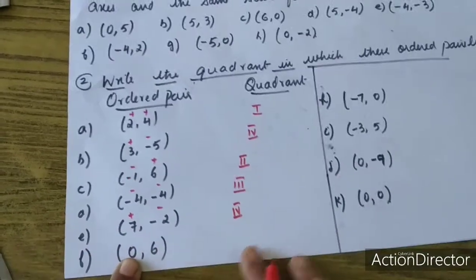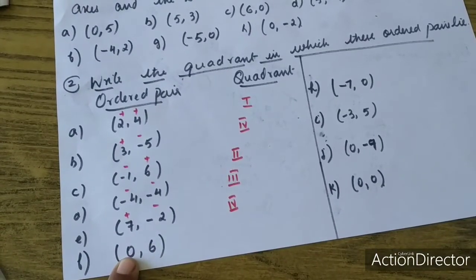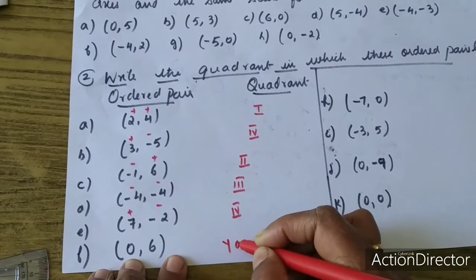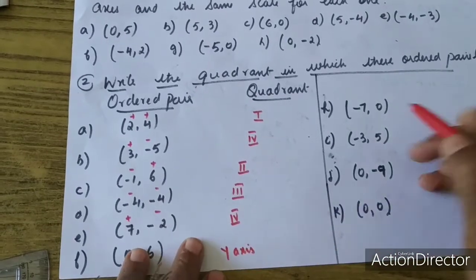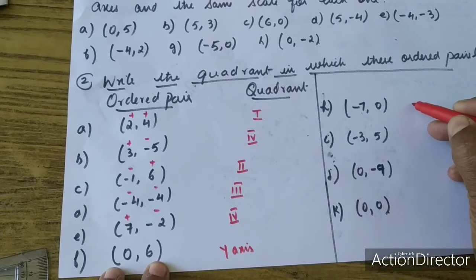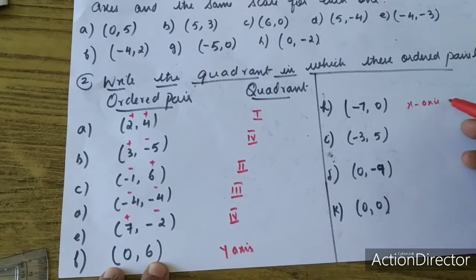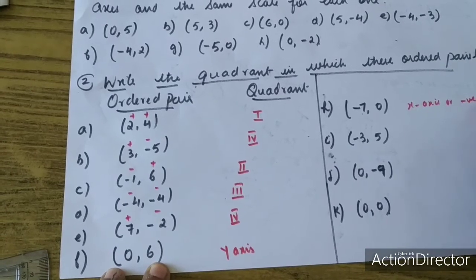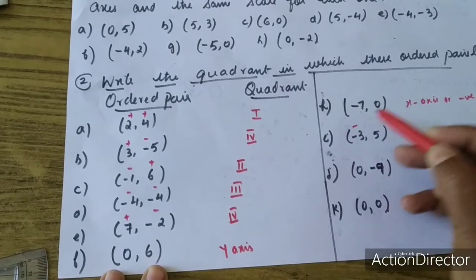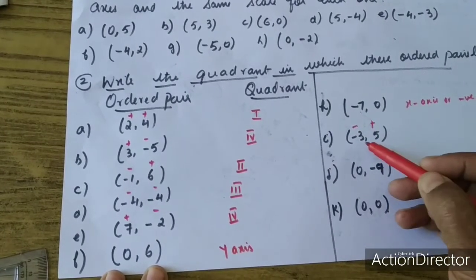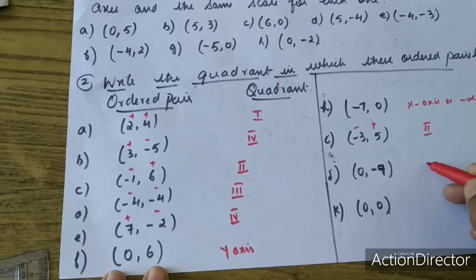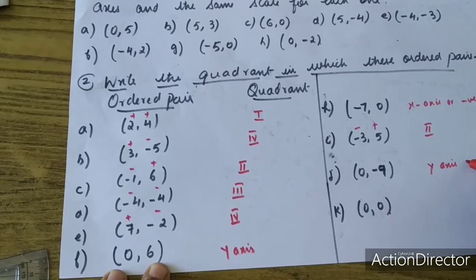0, 6. As I said, even if one is 0, since y is given, it lies on the y-axis. Here, -7, 0. Here x is given, y is not given. So it is the x-axis, or negative x-axis also you can write. Both are right. Next, -3, 5. x is negative, y is positive. It is in the second quadrant. Next, 0, -7. Y-axis or negative y-axis.